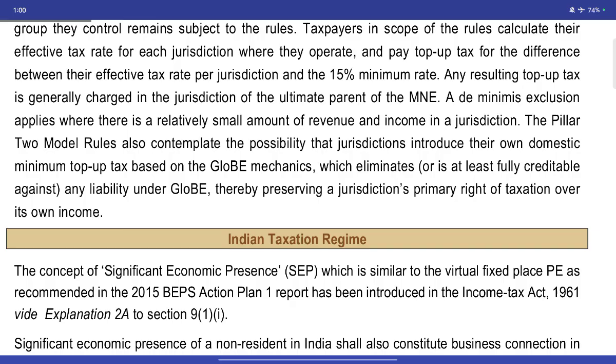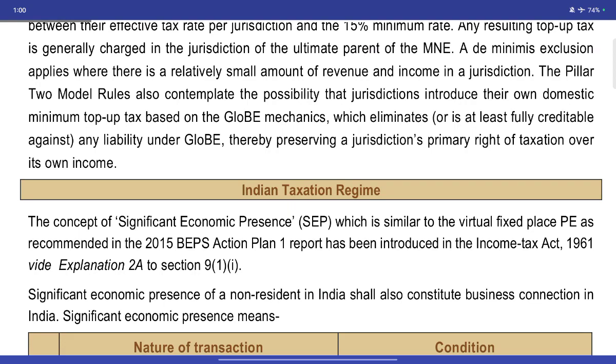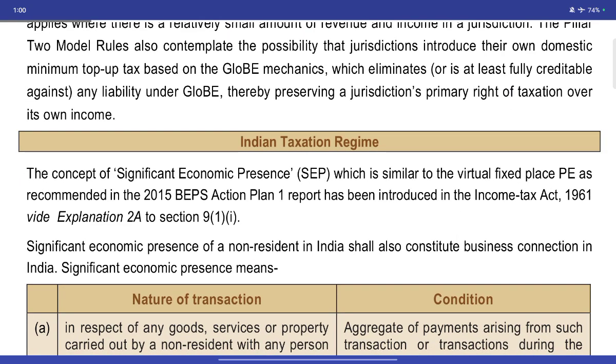The Pillar 2 model also contemplates the possibility of jurisdictions introducing a qualified domestic minimum top-up tax based on the global mechanism. This eliminates or at least gives a full credit against the liability of the global mechanism, thereby preserving the jurisdiction's primary right of taxation over the income.